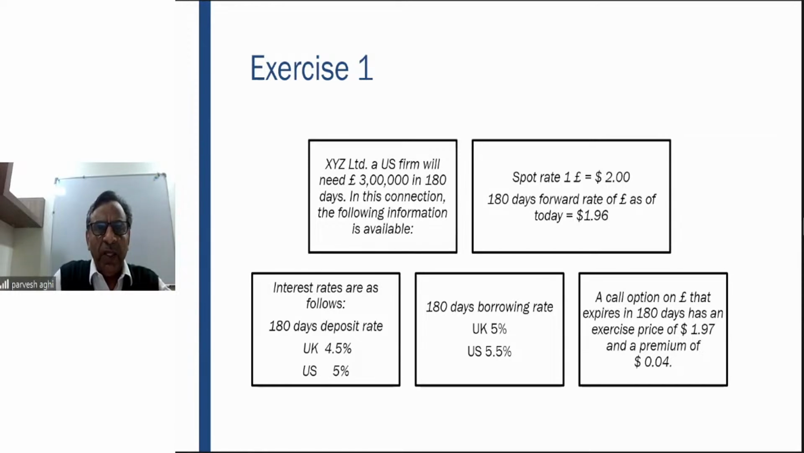As you can see, they have an exposure in pounds, and if the pound appreciates, they are going to pay more. If the pound depreciates, they pay less, because they are importers. And the 180 days forward rate suggests that the pound is depreciating, which is a good thing for the company. From the spot, it is moving from $2 to $1.96 per pound. The interest rates are given for deposit rate as well as borrowing rate.